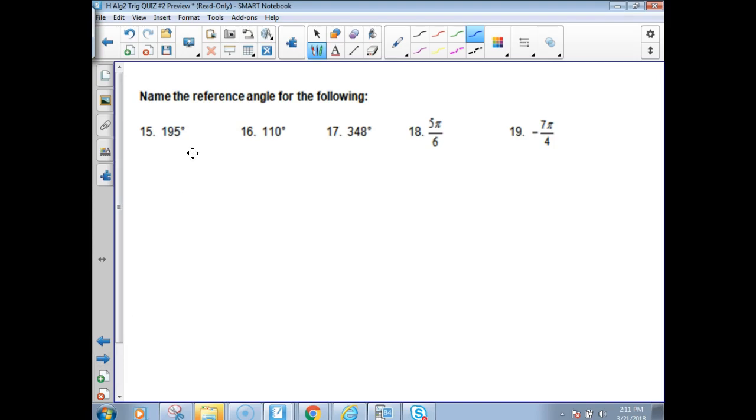Okay, name the reference angle for the following. Same thing goes for these. If you're given an angle that's in degrees, your answer will be in degrees. If you're given a problem that is in radians, your answer needs to be in radians. 195. You might want to draw where it is. It's how much past 180?